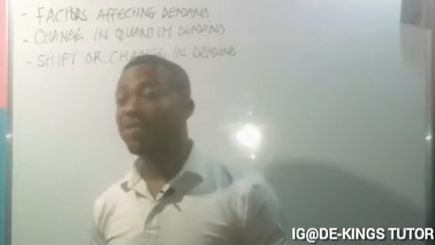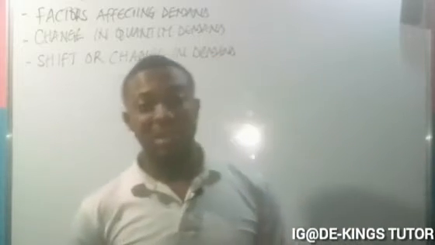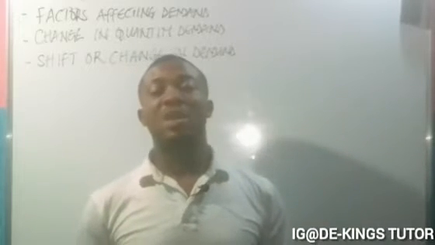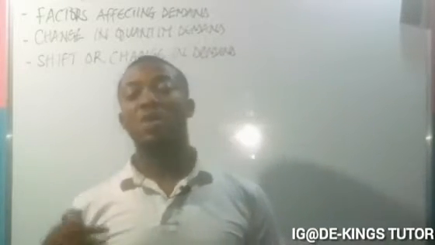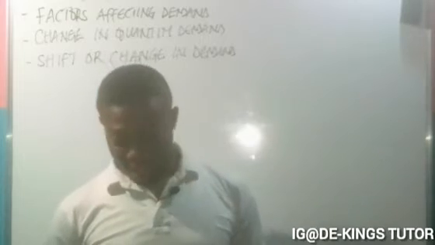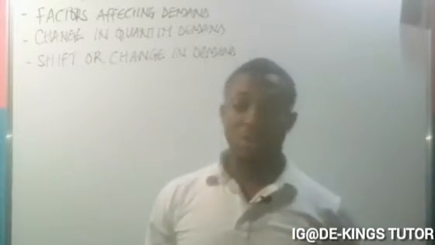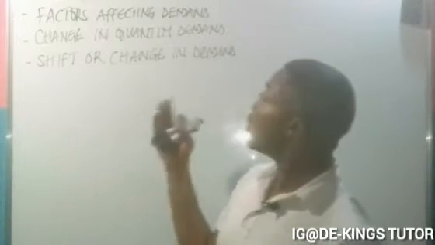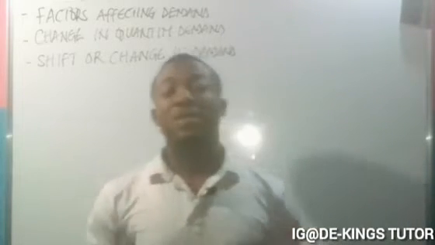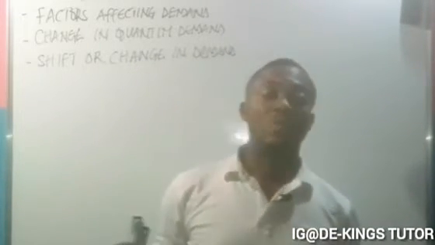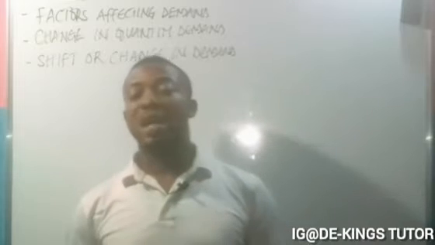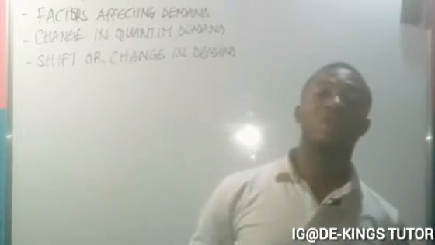Okay, now in the previous video we saw demand. We saw the definition of demand, the law of demand, the demand schedule, the demand curve, and the types of demand. Now I want to advance and talk about factors affecting demand, change in quantity demanded, and shift or change in demand. We define demand as the willingness and the ability of a consumer to purchase a given quantity of a commodity at a given price at a particular period of time.